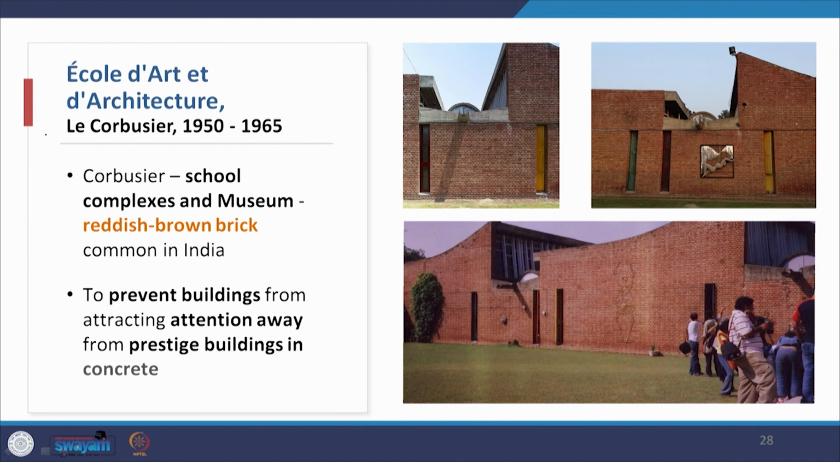Then we have the Chandigarh College of Architecture, or École d'Architecture, by Corbusier from 1950 to 1965. Again, all the school complexes and museums in the neighborhoods have been done, as I told you, in this brick or reddish brown brick which is common to India, to prevent these buildings from attracting attention away from the prestigious buildings in concrete of the capital complex.